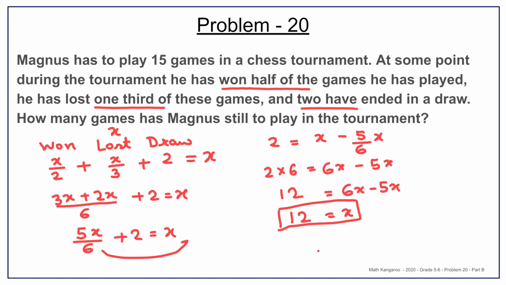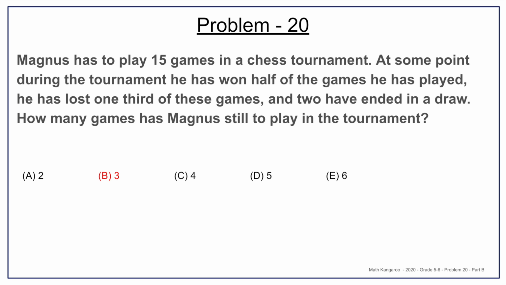But he is supposed to play 15 games. So how many are left? 15 minus 12 gives us 3 games. So Magnus has to play 3 games in a tournament. So our answer is option B, 3.